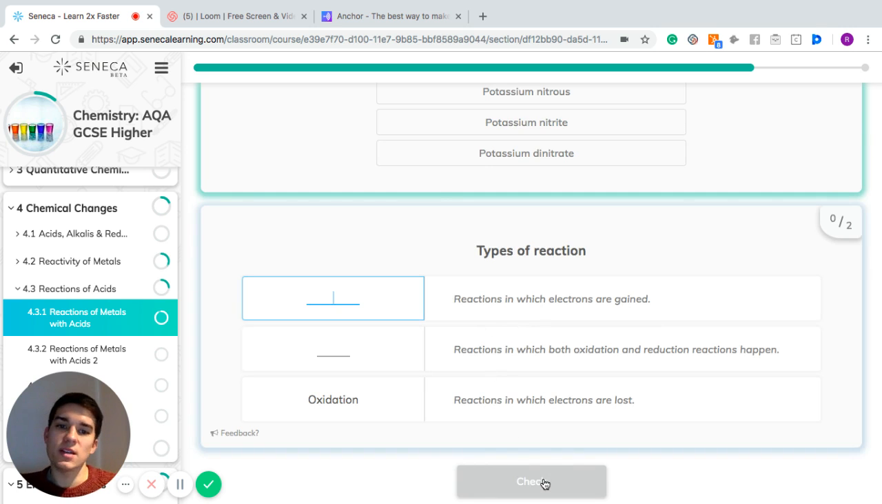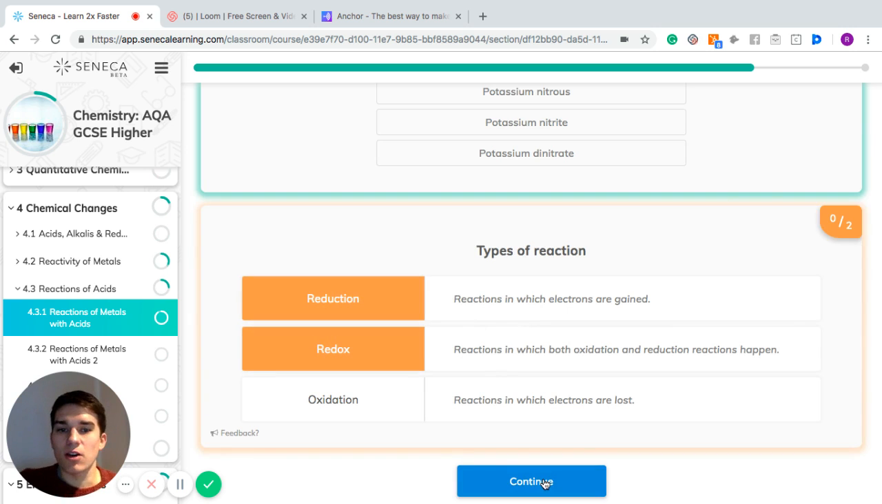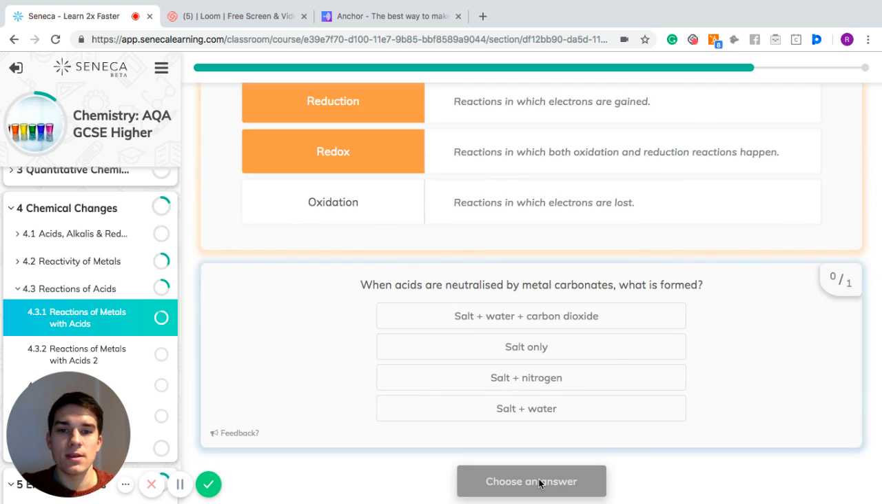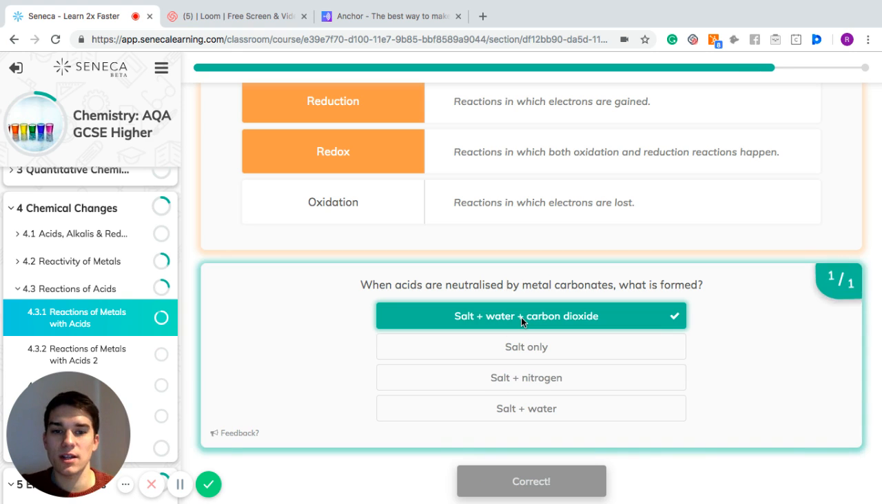Reactions in which electrons are gained are reduction reactions. Oxidation reactions are reactions in which electrons are lost. And reactions in which both oxidation and reduction happen at the same time are redox reactions. So when acids are neutralized by metal carbonates, what is formed? Remember, three things are formed: salt, water, and carbon dioxide.